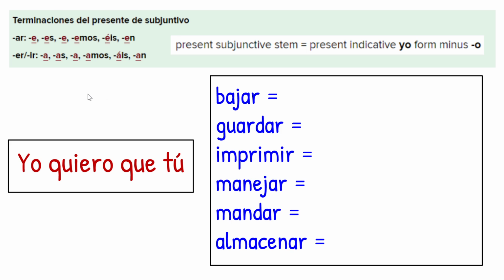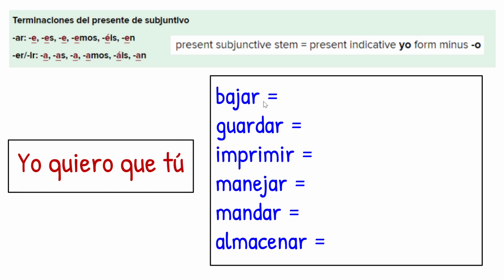Okay, so these are some regular verbs that we have. Bajar, guardar, imprimir, they're new verbs from your unit. Manejar, mandar, almacenar. So I'm setting this up in subjunctive. Subject 1, subject 2. There's the que in the middle. First subject, it's the verb regular. Yo quiero. I want that you. So it's like you're hoping that you will do something. The subject is going to be tú.